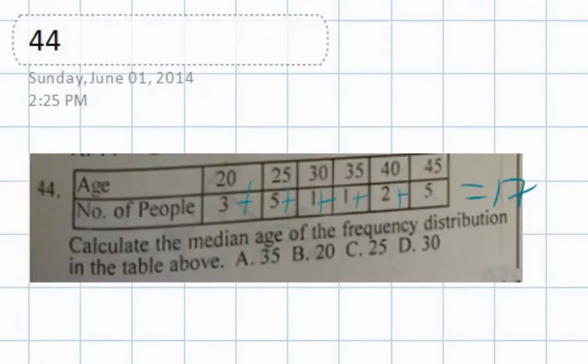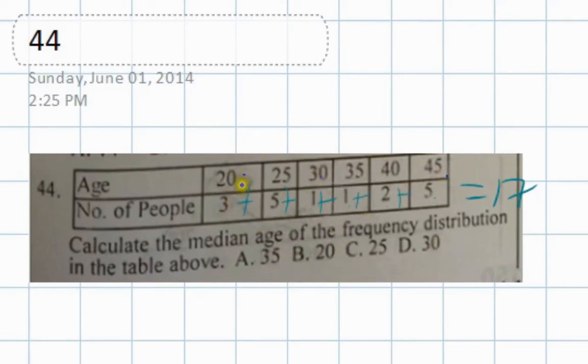Question 44 wants us to calculate the median age of the frequency distribution in the table above. So basically it just wants us to find the median. We have to list these numbers out in order from least to greatest, and that's fairly easy to do with the way that they've presented us with the information. They've already listed it from least to greatest. So now all we have to do is list the frequencies of each one.